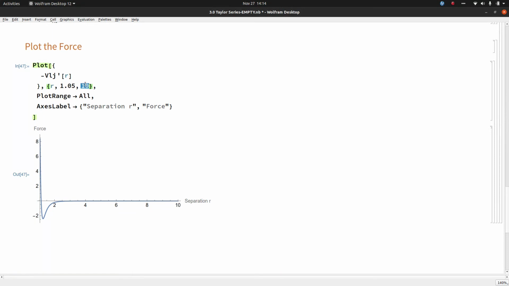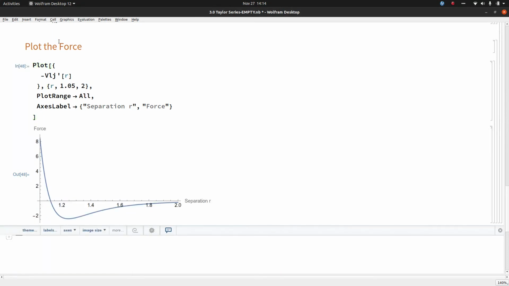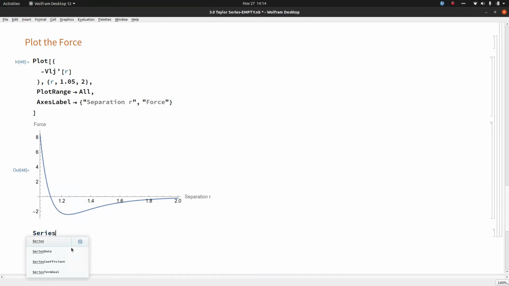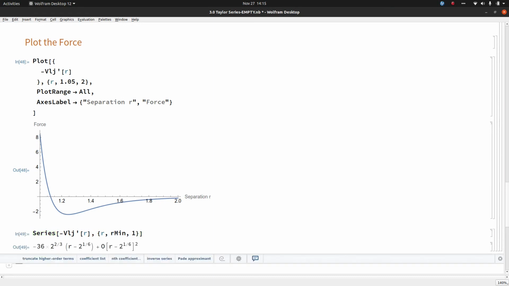Just as we did with the potential, I can do a Taylor series of that force. So I can say, give me the series expansion of the force, which again is minus the derivative of the potential. And we're going to expand around the minimum of the well, so the place where the force is equal to 0, and we'll expand to first order. You get something that looks like this. You've got a first order function.